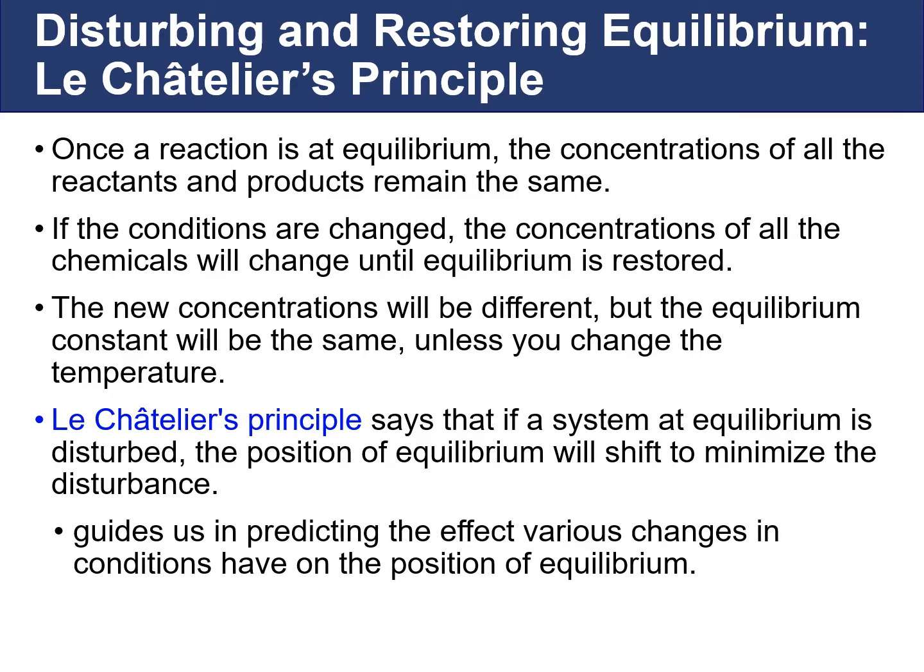perturb the systems. So once a system is at equilibrium, the concentration of all the reactants and products will remain the same. This equilibrium is dynamic, so the reactants and products are continuously switching between themselves, but the concentrations of them will be the same. If the conditions are changed, the concentrations of all the chemicals will change until equilibrium is restored. So if we alter the concentration of one component, it will cause a shift in the reaction that will lead to different concentrations. However, over time, equilibrium will be restored.